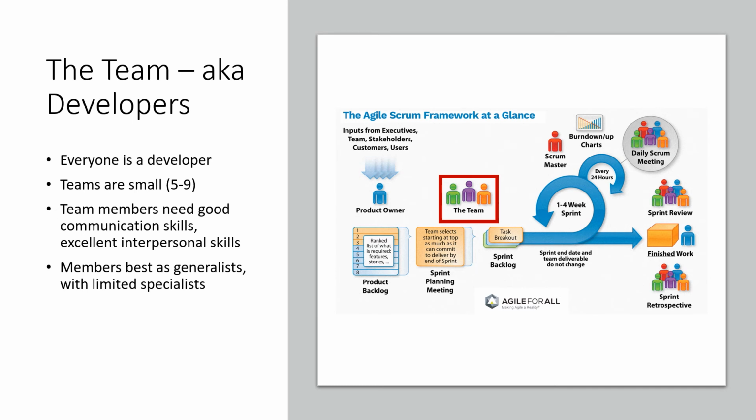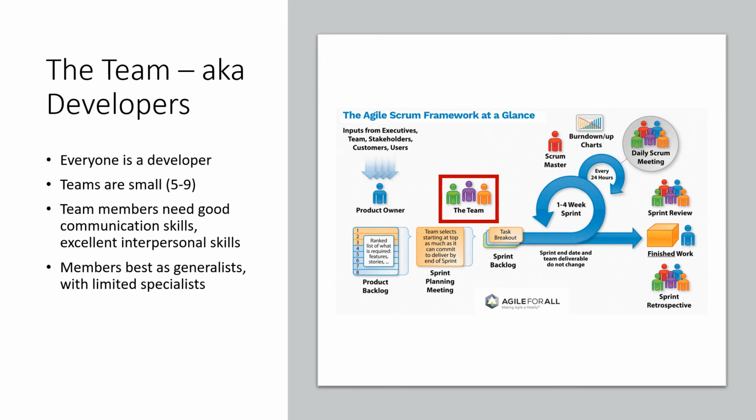Next, we have the team. And every member of the team is called a developer because they all contribute to the development of the project. The best teams are ideally small, 5 to 9 members, and have cross-functional skills so they can contain all the skills necessary to deliver the value to the customer.